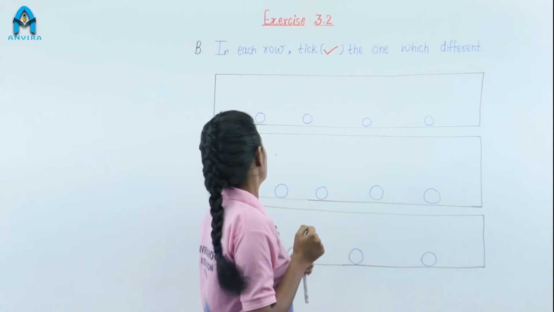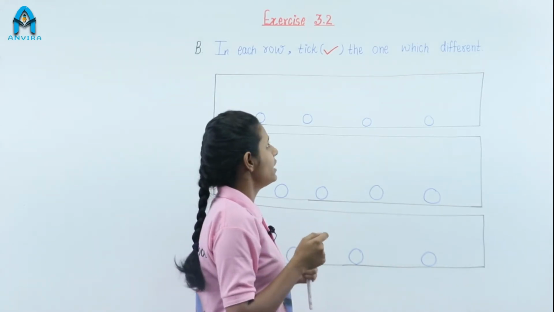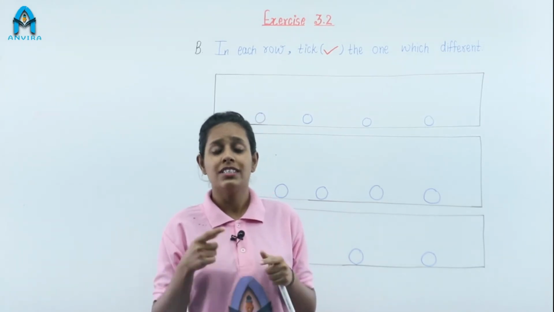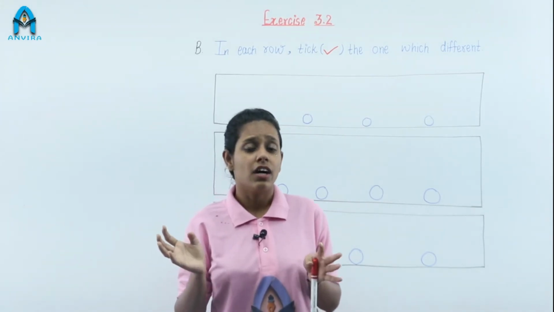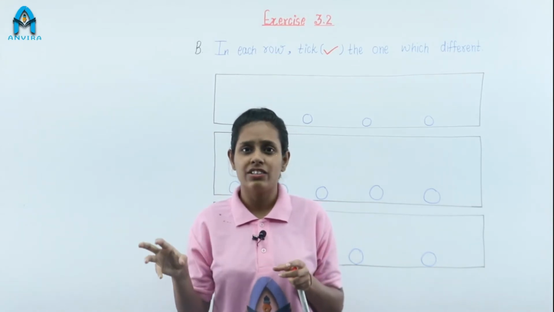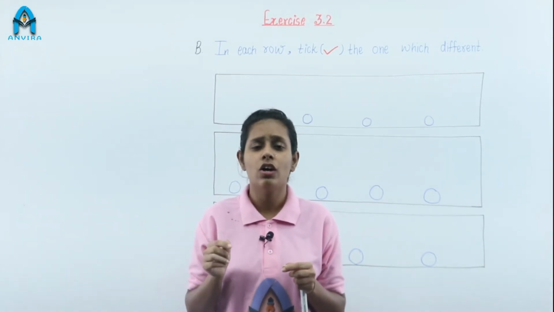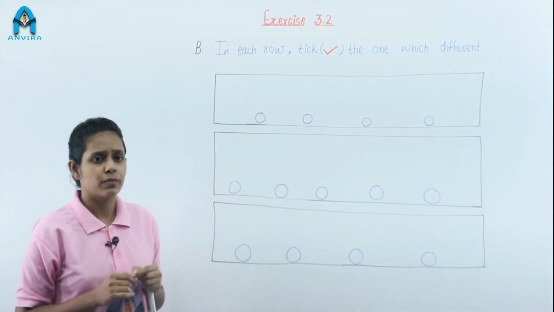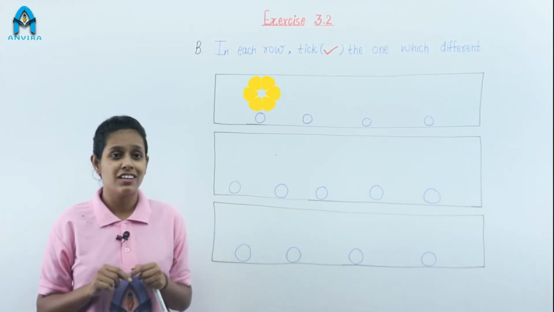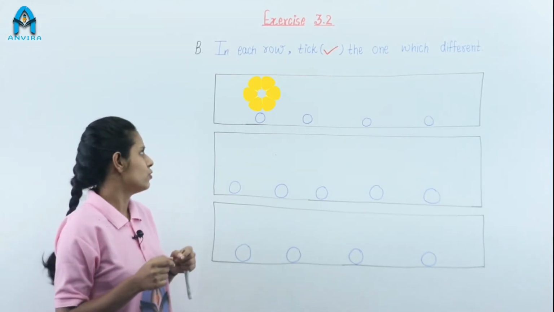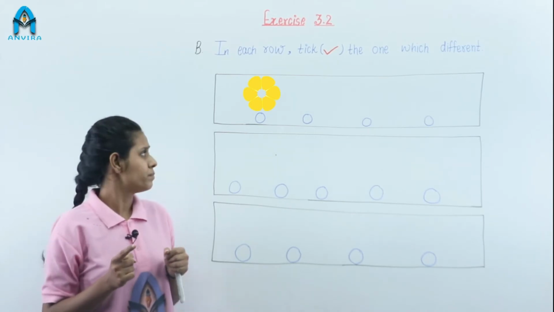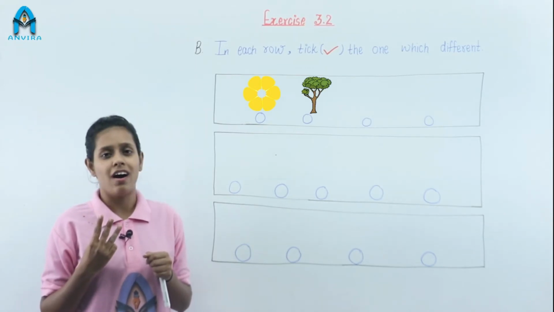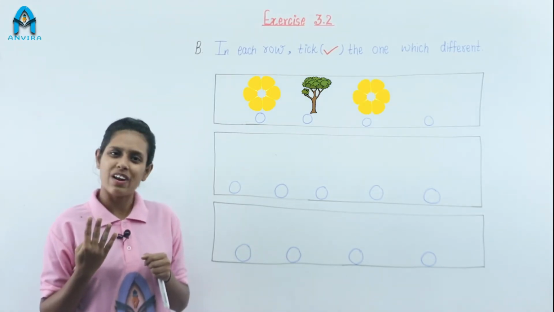First, read the question. In each row, tick the one which is different. In this question, we found some pictures that are the same, but one is different. You have to tick which is different. Now, let's see the first picture. What do you see in this picture? Flowers, right? First picture, flower. Second, tree. Third, flower. Fourth, flower.